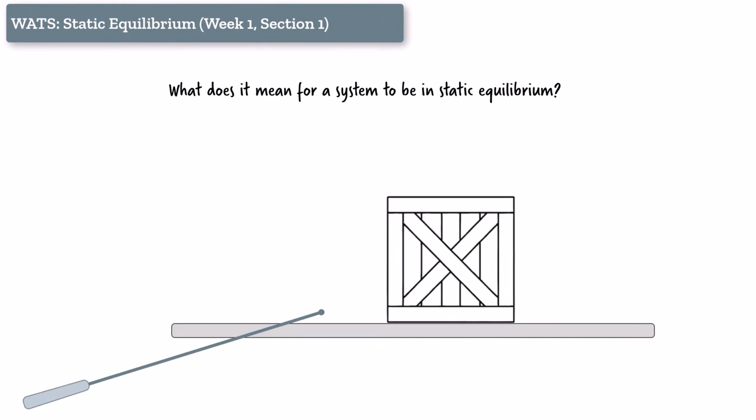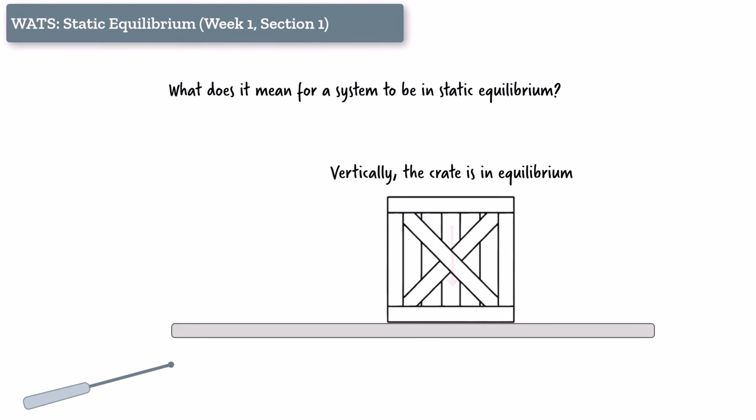First, picture a crate sitting quietly on a floor. No one is touching it. It's not moving. In the vertical direction, the crate is in static equilibrium. Its weight acts downward. The floor pushes back with an equal and opposite normal force. These vertical forces cancel each other out.